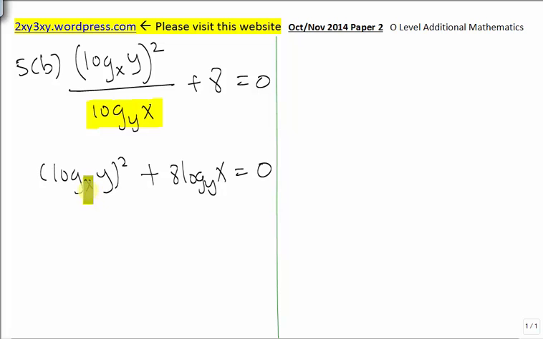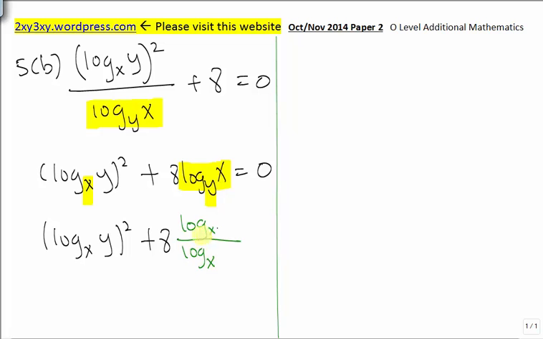Now we notice that the bases of these two logarithms are not the same. What I'm going to do is change this to the base of x. By applying the change of base formula, this will give us log base x of this expression here.